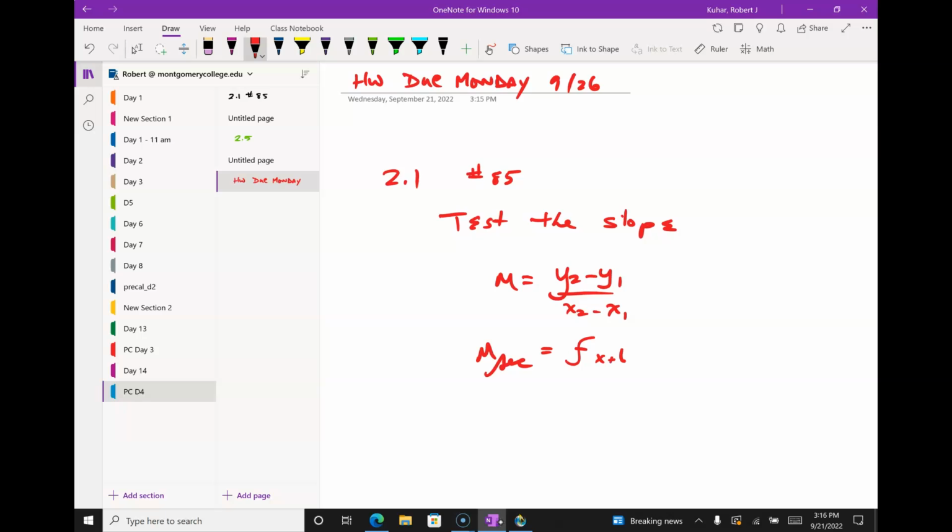f of x plus h, right? Minus f of x all over h, right? So yeah, is that making sense? You're going to find me the secant line and then plug in the x and the h, right? You're going to find me the secant slope formula, the difference quotient, and then plug in the x and the h. Okay.